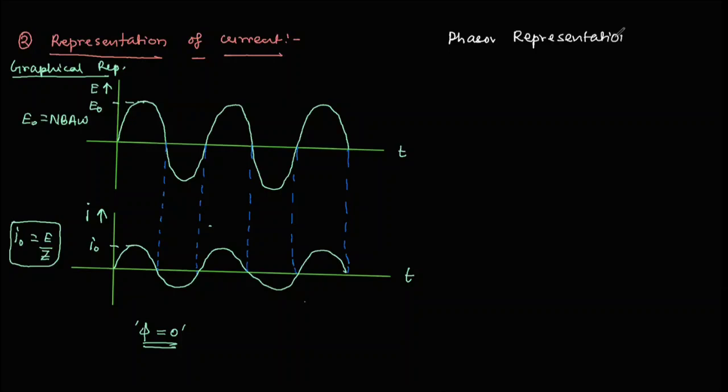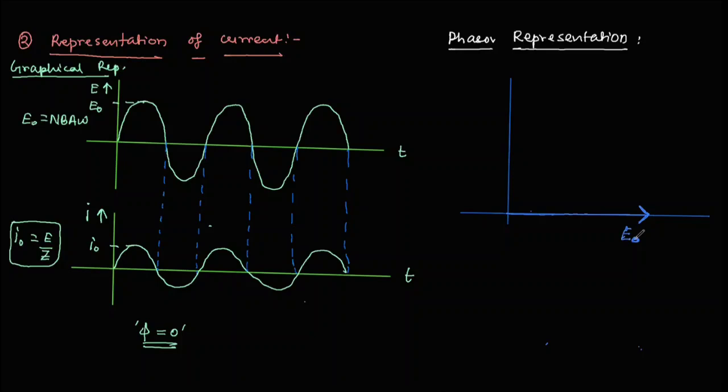It will be much more useful in comparison to the graphical representation. So in the phasor representation, we will be representing current like this. So if I draw something like this, we are considering over here that EMF is represented by this particular vector E naught, where the length of the vector is equal to the peak value of EMF.